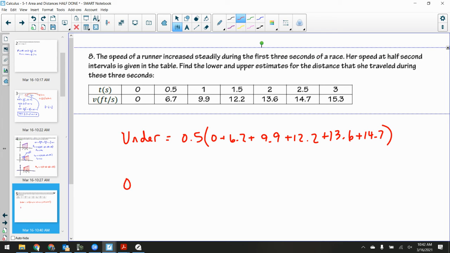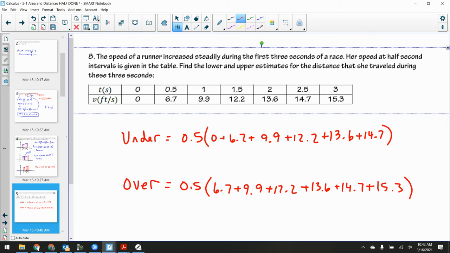My over: 0.5, and now I exclude the 0 but include the 15. 6.7, 9.9, 12.2, 13.6, 14.7, and then add in the 15 and 15.3.